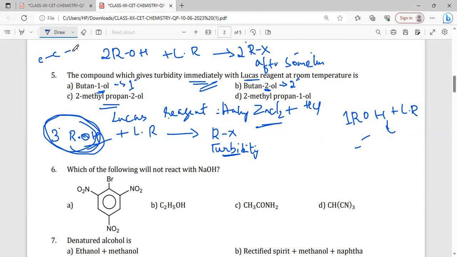This is your tertiary butyl alcohol, right? So I'm going to take this as my parent chain. 1, 2, 3. This is 2-methylpropan-2-ol. This is a tertiary alcohol. Now this tertiary alcohol will react with Lucas reagent and will produce a tertiary alkyl halide so that it gives turbidity immediately. This has to be your option number C. Okay.